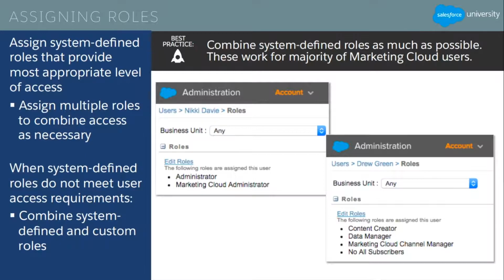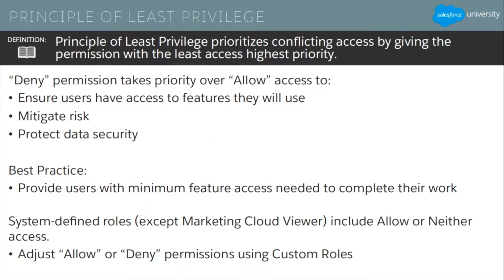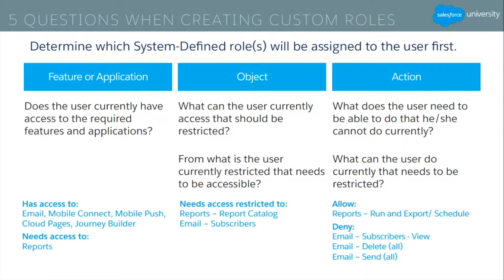When our system-defined roles do not meet those user requirements, that's where we can create custom roles. As you're creating those custom roles, we need to understand that we operate by the principle of least privilege. So a deny will always override an allow, which allows us to mitigate risk that way. We always want to provide our users with the minimum amount of access that they need to complete their work. So we'll adjust that allow or deny using custom roles that we can then pile on top of our out-of-the-box roles.